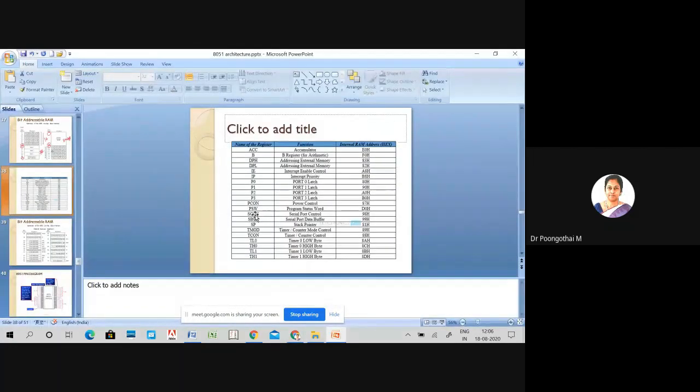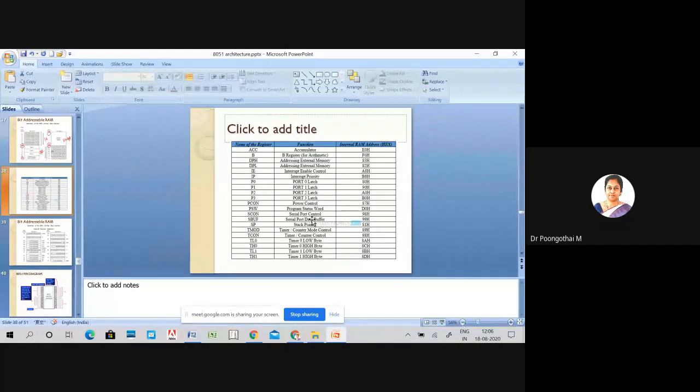And next one is the serial port control. And note down the address also. It is very important while doing our programs. Okay. These internal RAM addresses are very important.